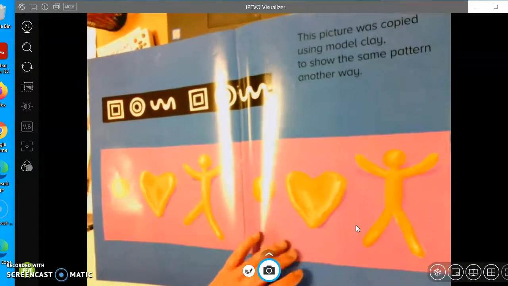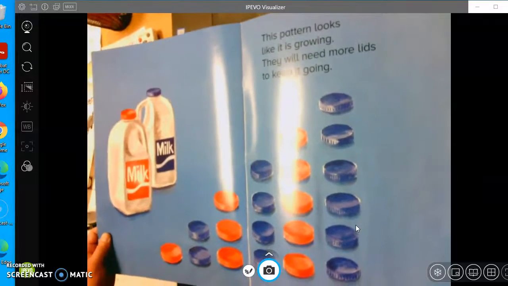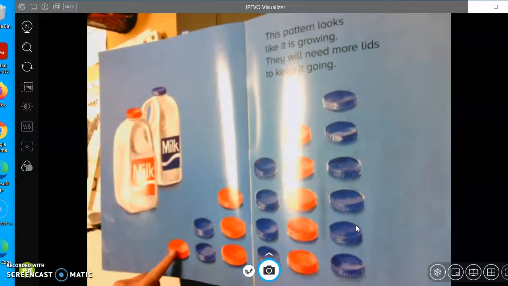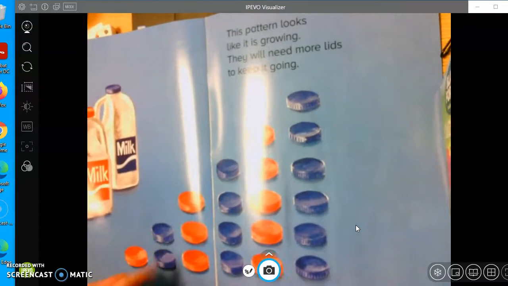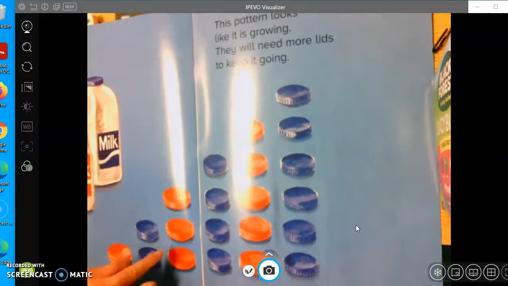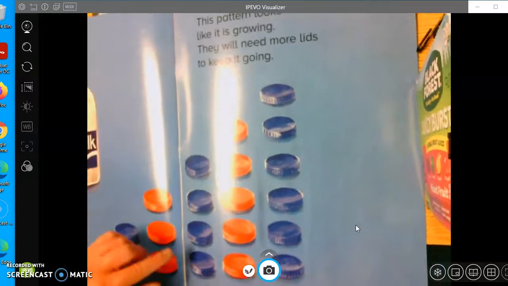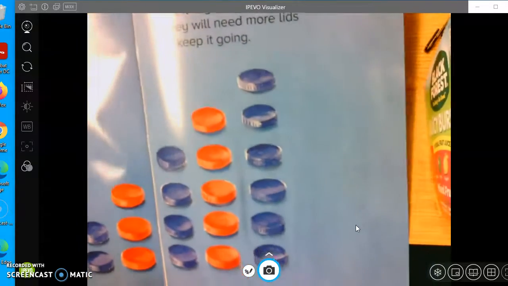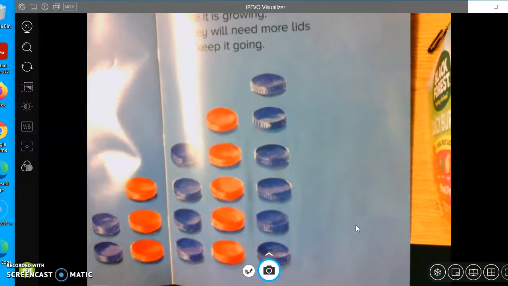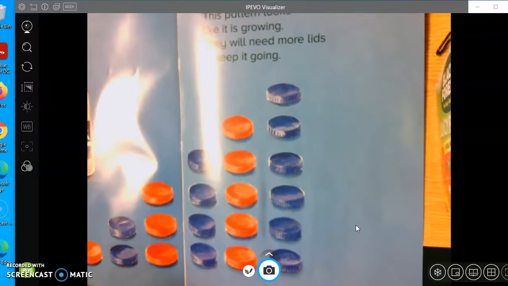Now here on the next page is a new kind of pattern. Let's take a look. As we see here, we have 1, and then what's next? Subitize those, that's 2. Good. What's next? 3. Can you subitize these blue ones? How many is that? That's 4. And then the next one is 5. And then 6 on the last one.